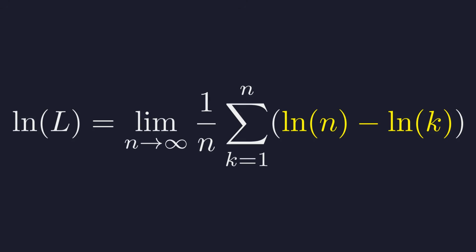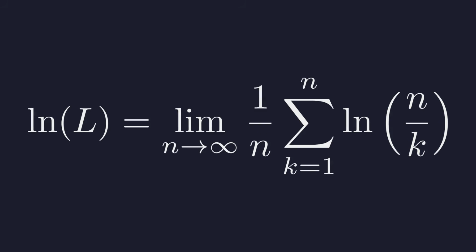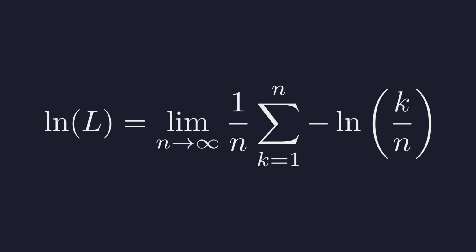A difference of logs is a log of a ratio. Inside we now have natural log of n over k. Flipping the ratio turns it into the negative of natural log of k over n. Pull the negative out of the sum and the limit. That gives a clean negative sign out front.